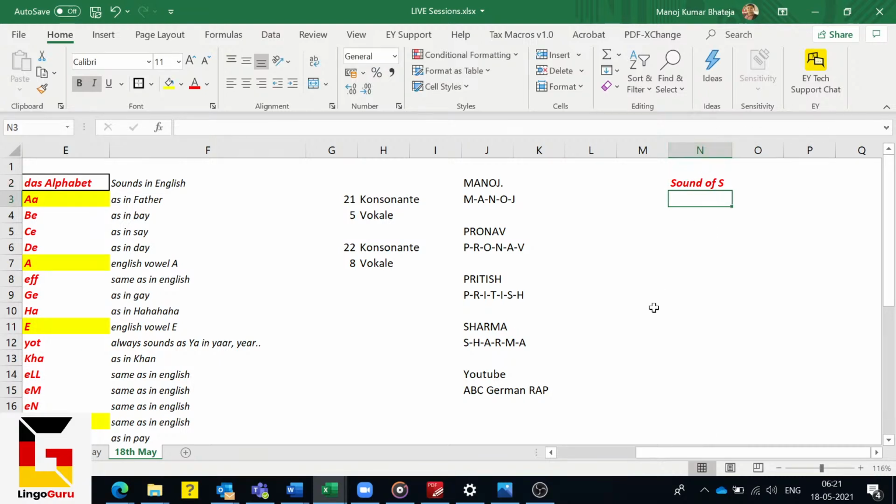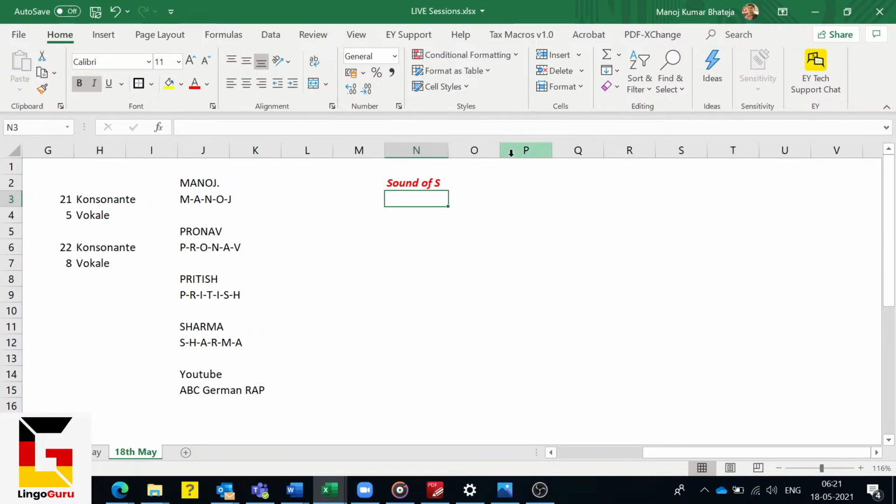As I said, there are three different sounds of S. The first sound of S we have.